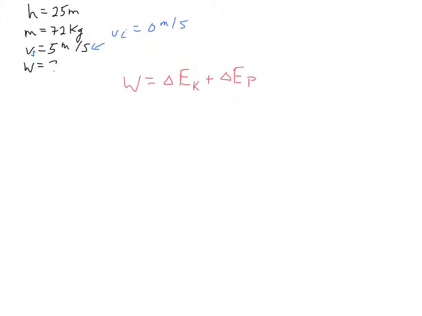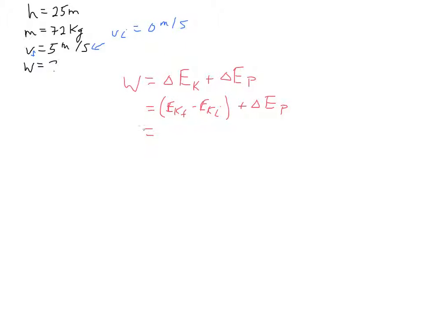What we're looking for in this case is work, and we know that our work is going to be our change in kinetic energy plus our change in potential energy. We do have a change in kinetic energy because in this case we have a velocity final and a velocity initial. So it is going to be our EK final minus our EK initial. Our potential energy is just staying the same because it's at the initial height that he was at.